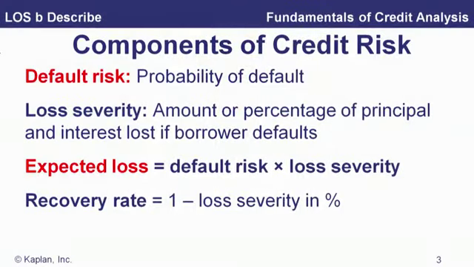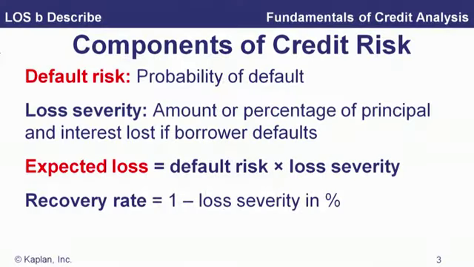Default risk is the probability, so that's just a percentage number, probability of default over some time horizon. Now, given that they default, we need to look at the loss severity, the amount or percentage of principal and interest lost if the borrower defaults. So that has to be estimated, but in some cases that might be just about all of the value, and in other places maybe it's only 30–40% of the value, depending on the collateral and other considerations to do with the credit that's been issued.